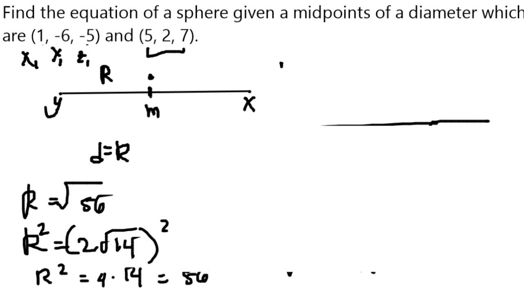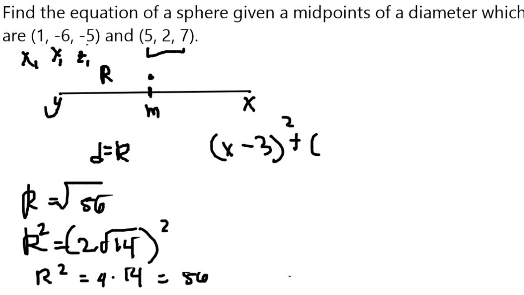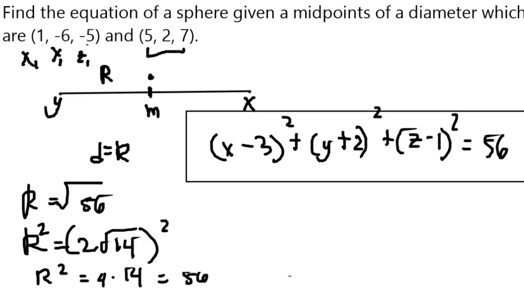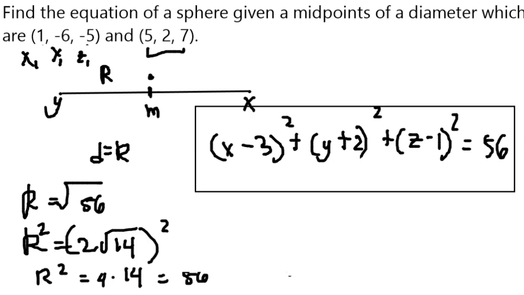Now what we can do is put this all into our equation of the sphere. So we get (x - 3) squared. This 3 comes from the midpoint earlier. So this is (y + 2), and we got (z - 1), right? I'm just thinking if I got this right. I think yes. We got squared, and we got 56 as our radius squared. So this is the answer for this problem.